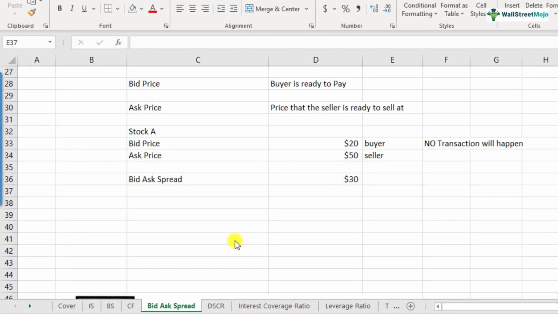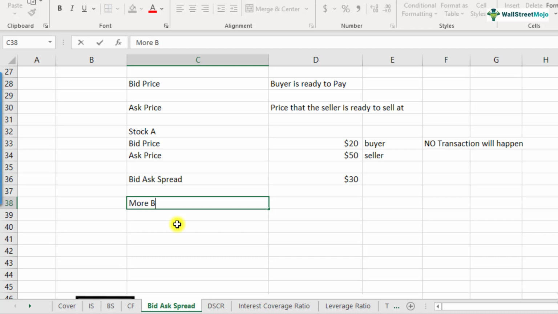Now that we have understood the calculation part of the bid-ask spread, let's look at the overall implications as to how stock market prices increase or decrease. Let's say in a scenario there is more buyer interest in the stock market, and sellers are not ready to sell. If there are more people who would like to buy the stock, they will pump up the bid price. They will try to attract the sellers by bidding higher.